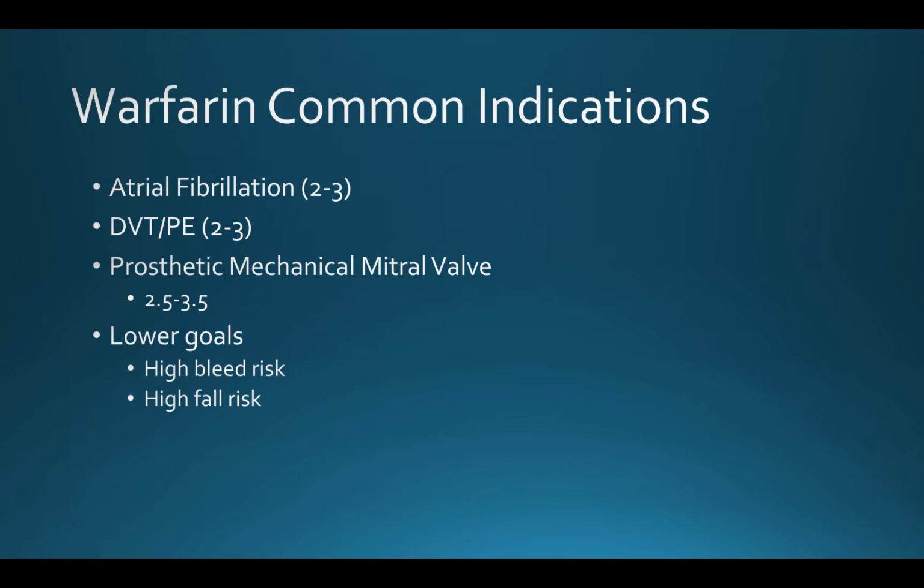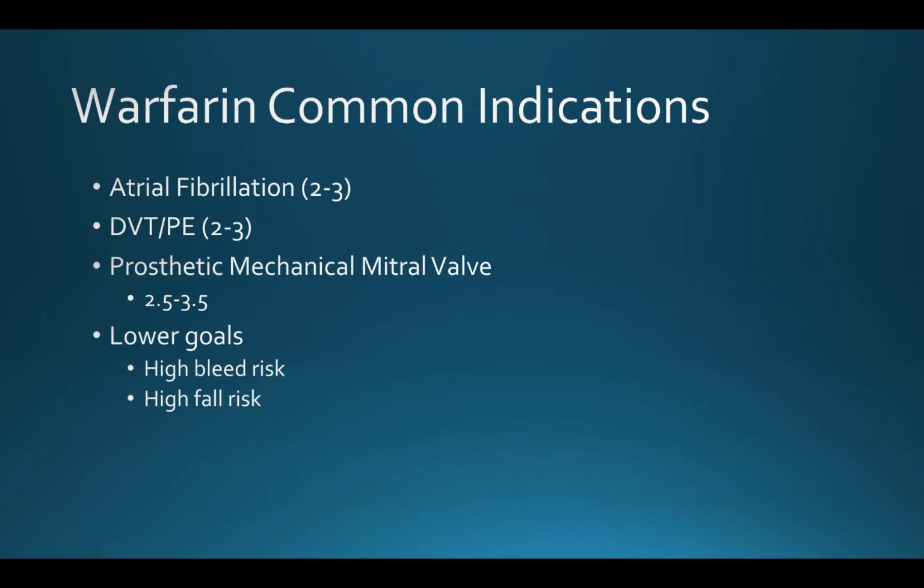As far as indications go, for the overwhelming majority, the target INR is going to be 2 to 3. It's just something you have to know for sure. I mentioned the setting of that mechanical mitral valve, 2.5 to 3.5. We do have a higher goal. That's really the only setting where we've got a different goal.